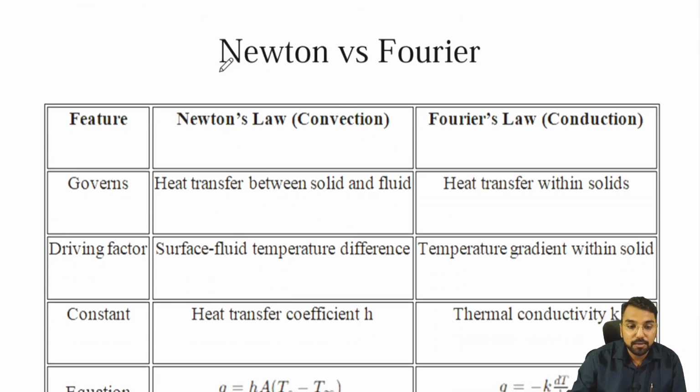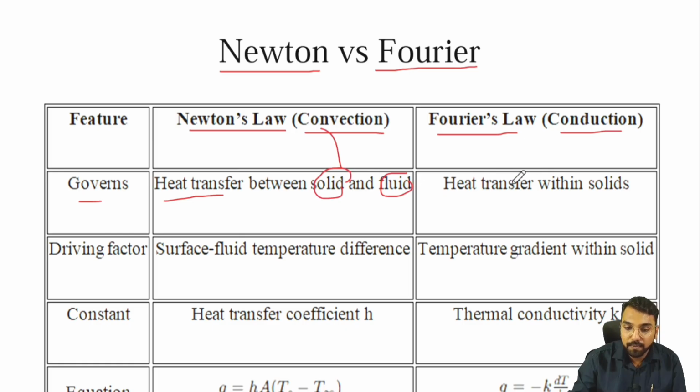So what is the main difference between Newton's law of cooling and Fourier's law? Newton's law of cooling governs convection and Fourier's law governs conduction. These are different modes of heat transfer. Newton's law of cooling governs heat transfer between a solid and a fluid in convection, and Fourier's law governs heat transfer within solids only. The driving factor is the surface-fluid temperature difference here, and the temperature gradient within the solid there.